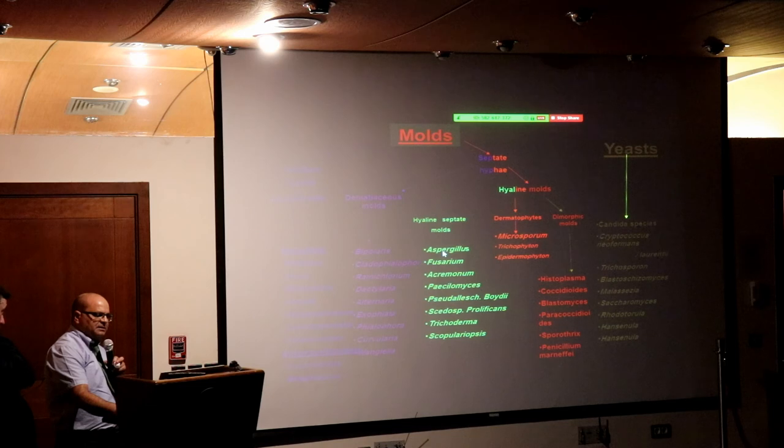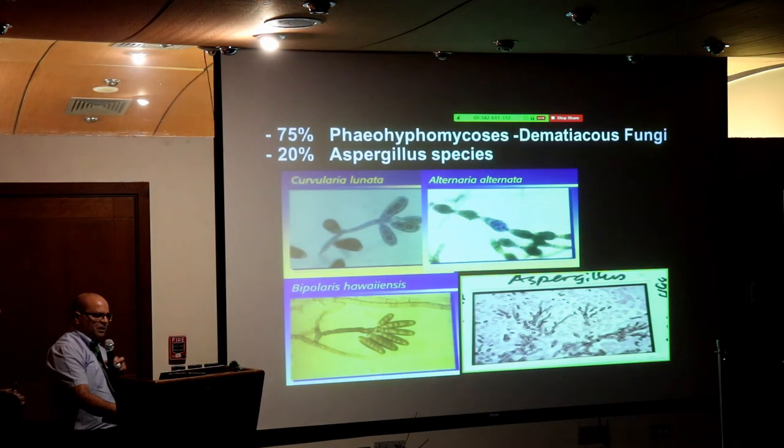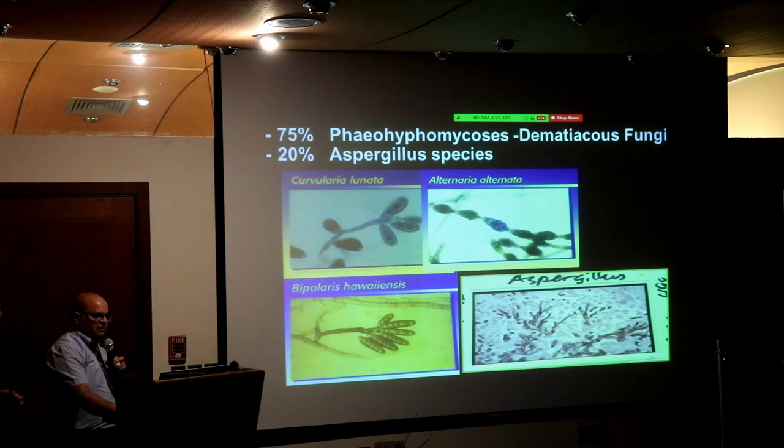Aspergillus, on the other hand, has septated hyphae, and again, it falls under hyaline molds. These are not yeasts, these are invasive molds. And this is important in treatment, which we'll come to very soon. So 75% of allergic fungal sinusitis is caused by phaeohyphomycosis, and 20% with aspergillus.